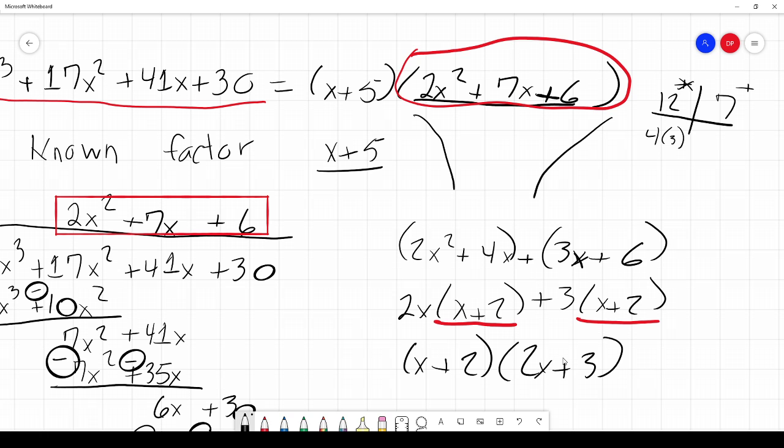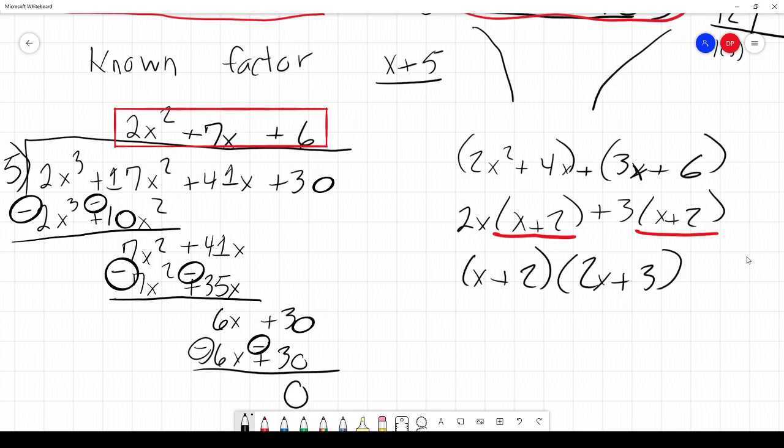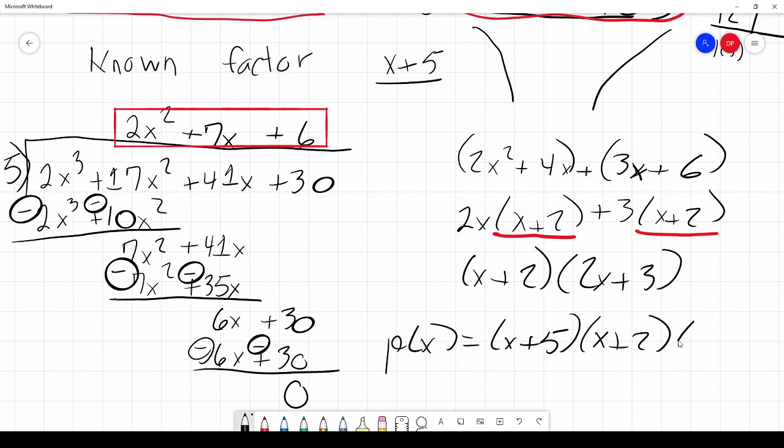Okay, and so remember, I still have this x plus 5, and so the fully factored version of this would be x plus 5, which was given to us, and then we just found x plus 2, 2x plus 3. Okay, and so now the only thing left is to go ahead and put that in and make sure I got it correct here.